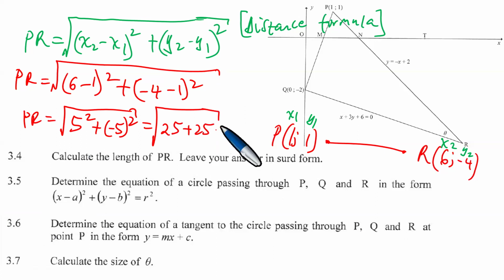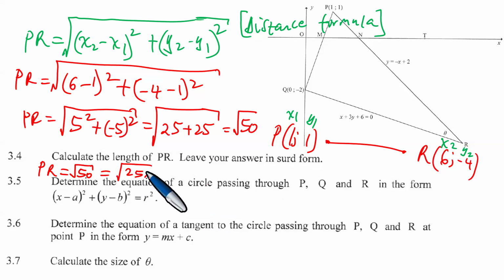25 plus 25. What is 25 plus 25? It is exactly the square root of 50. So obviously we have that PR equals the square root of 50. But 50 is 25 times 2. The square root of 50 is the square root of 25 times the square root of 2. What is the square root of 25? It's 5 root 2 units.